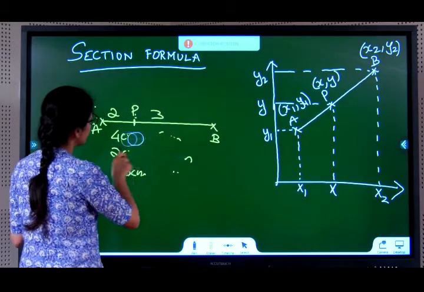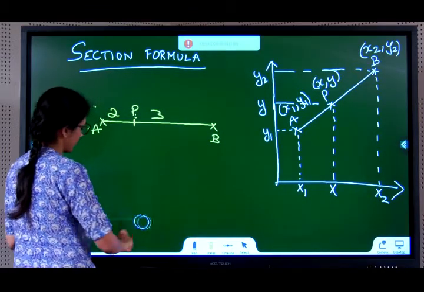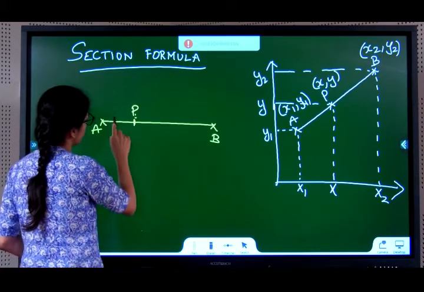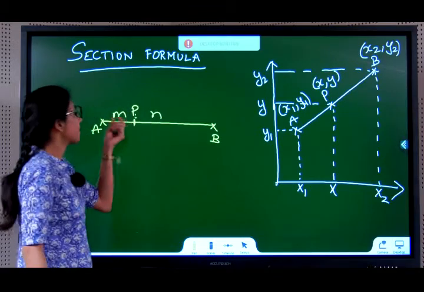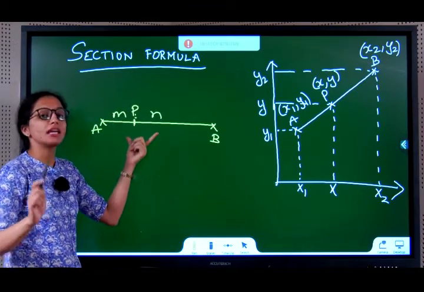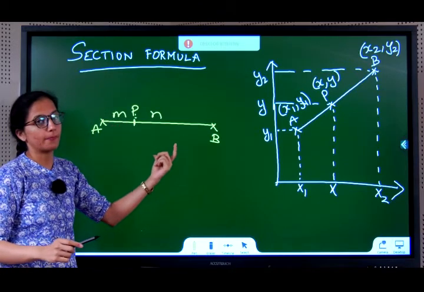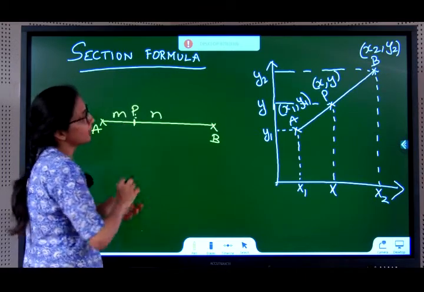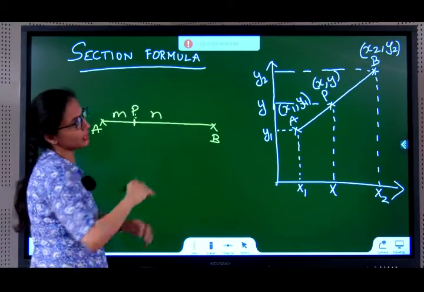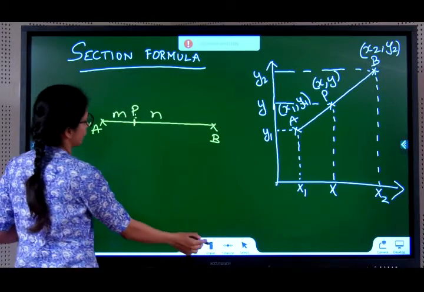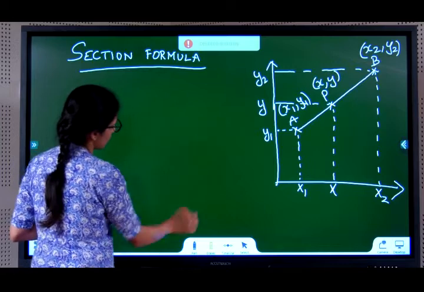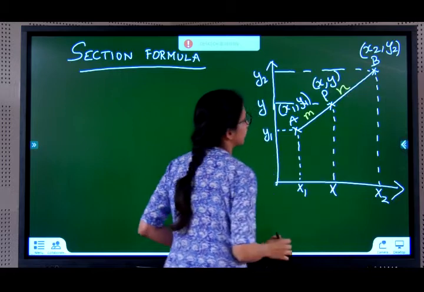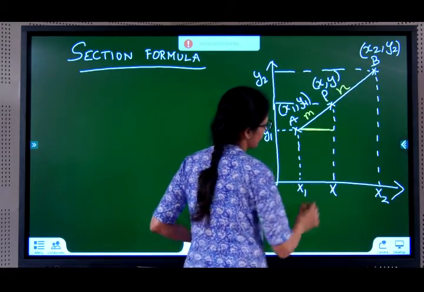Now, instead of 2:3, let's say AP is to PB is m:n. That means P divides the line AB in the ratio of m:n. We are going to derive one formula relating m, n and the coordinates. That will be your section formula. So now AP by PB is m:n. What will be this distance?